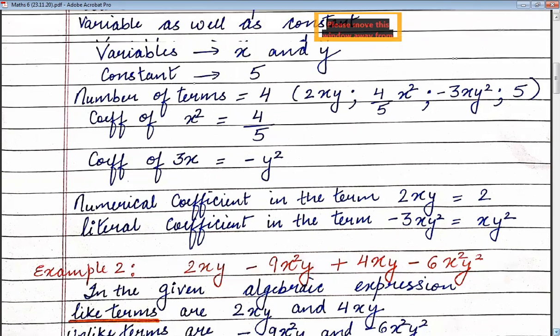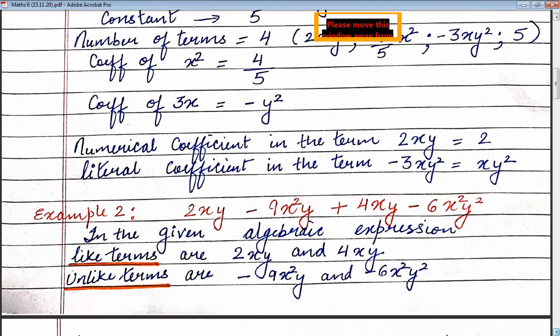Now let us discuss like terms and unlike terms. Like terms are those terms which have the same literal coefficient. So let us see, children, in this expression 2xy and 4xy have the same literal coefficient, that is xy and xy.